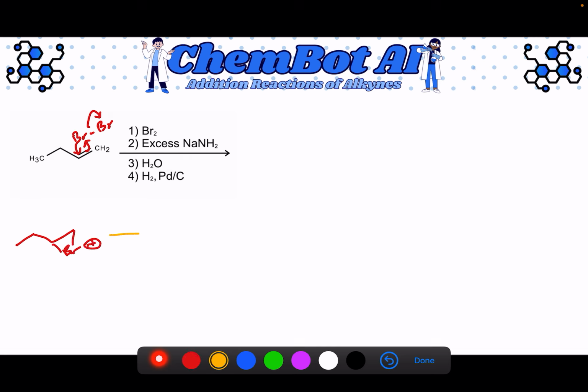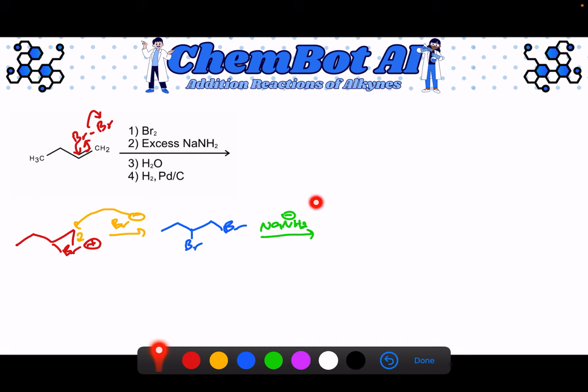Next, our previously formed bromide ion is going to attack one of the sides of our bromonium ion to free our bromine atom to form this structure. Now our halogenation reaction is complete and we have formed our vicinal dihalide that is going to react with sodium amide.